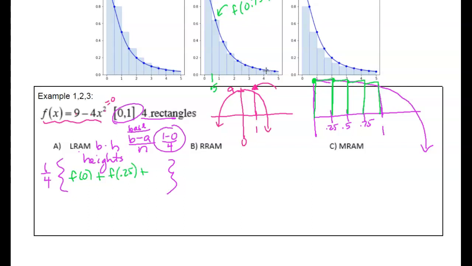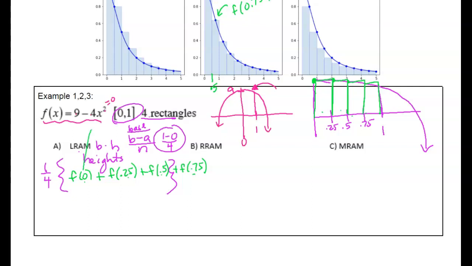plus 0.5. And then, so 1, 2, 3, and then my last rectangle height is 0.75. So notice I still have 1, 2, 3, 4 y values that we're finding. I don't go all the way to 1. That rectangle is covered by using f of 0.75.